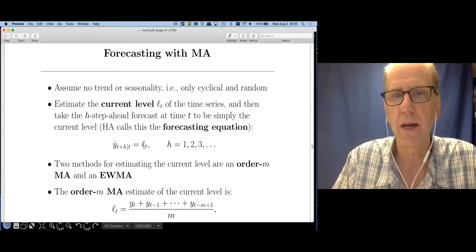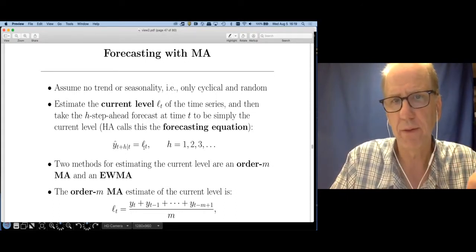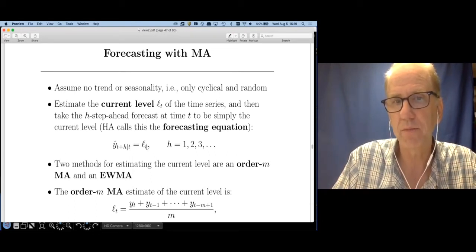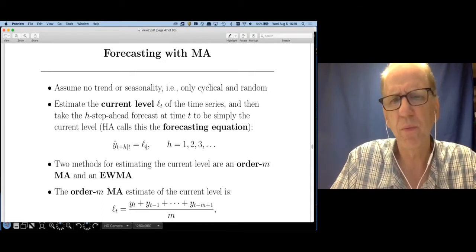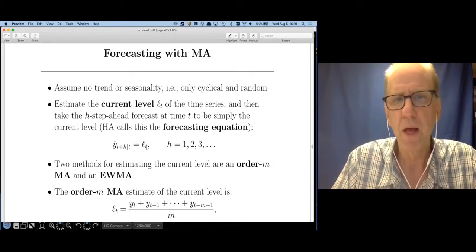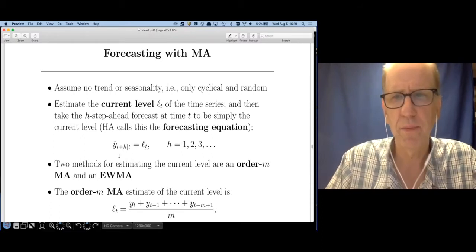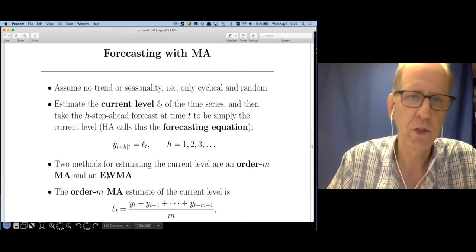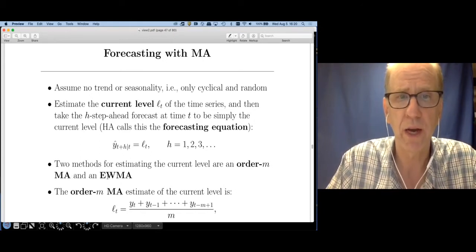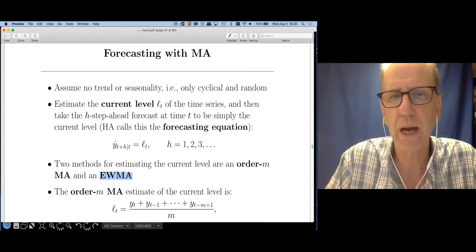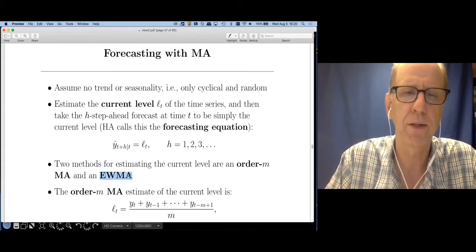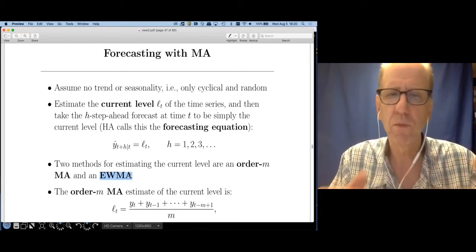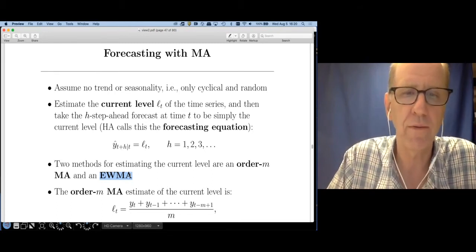Think of this as being like the naive method, but with the naive method, we use the observed y value at time t. Now we're going to do something a little bit more sophisticated than that. So the two methods that we're going to start out with are the order m moving average, and next chapter is the exponentially weighted moving average. Exponentially weighted moving average is, I think, a beautiful method that we're going to use a lot, but I'm just going to kind of warm us up with the moving average.